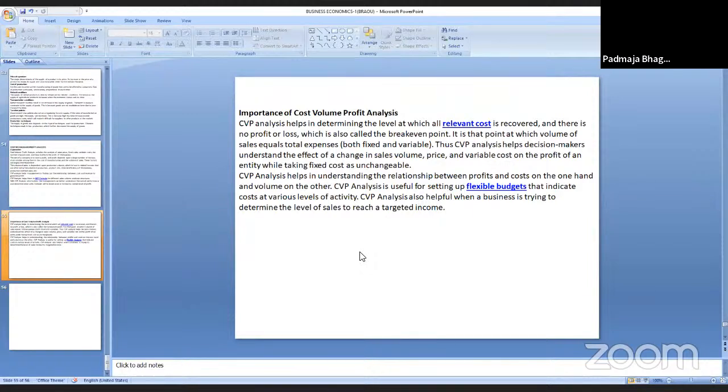Flexible budget is adjusted based on the changes in actual revenue and other factors. So CVP, that is cost volume profit, is always helpful for the business to determine the sales and reach targets.